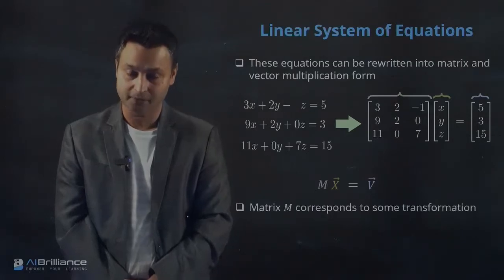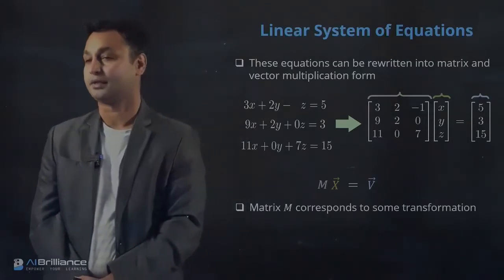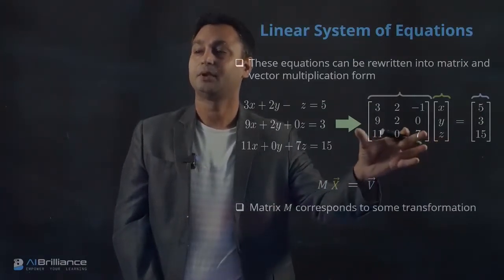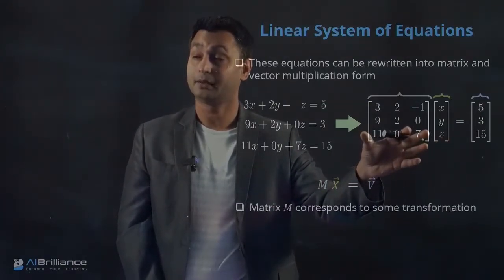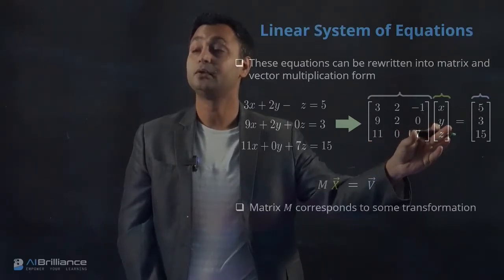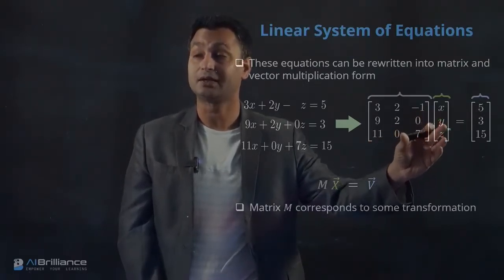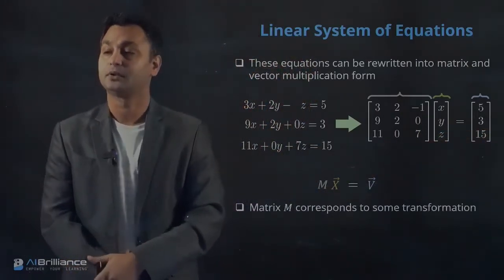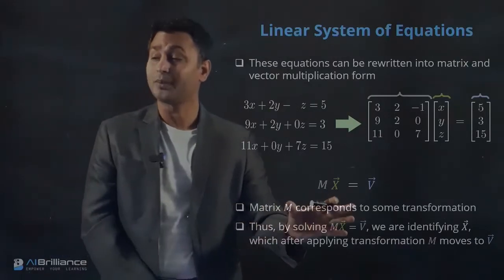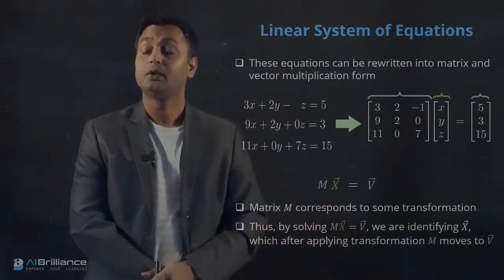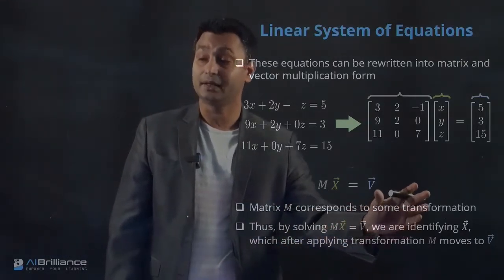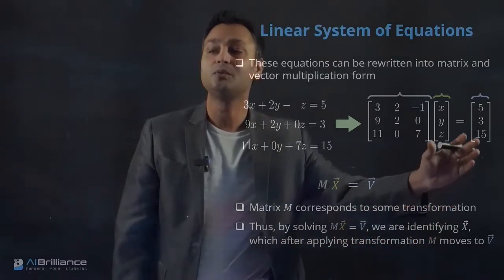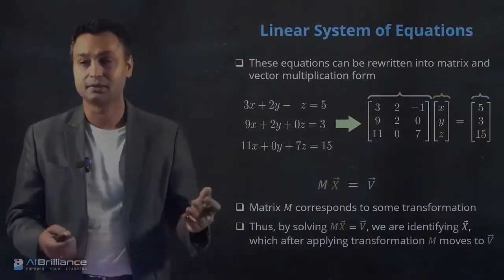Now, if you recall from our previous lectures, multiplying a matrix with a vector is essentially taking a vector and transforming it. So we are taking this vector x and multiplying it by this matrix M. It gets transformed, and when it is transformed, it is equal to v. That's the geometric meaning of this set of equations. So by solving Mx equal to v, we are identifying the vector x which, after applying the transform M, is going to move to vector v. And this is what we need to do.